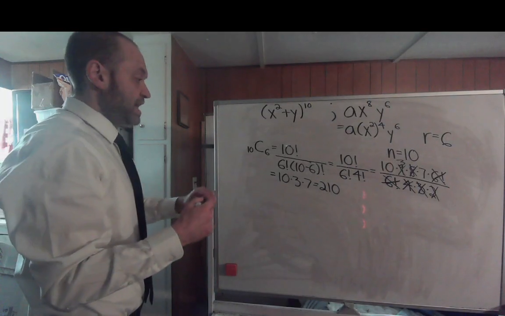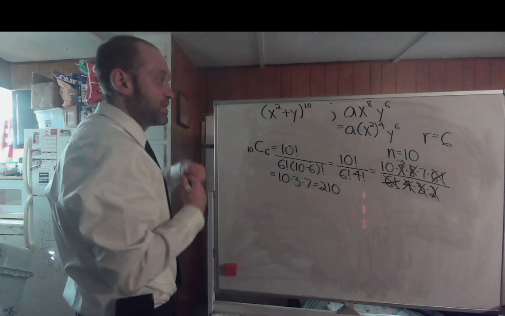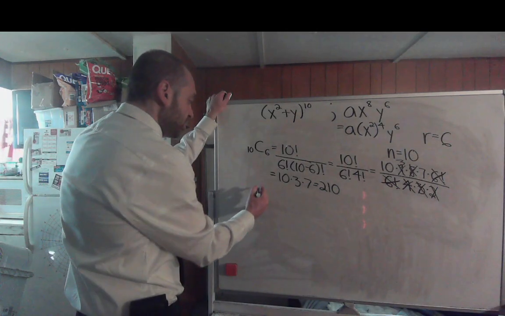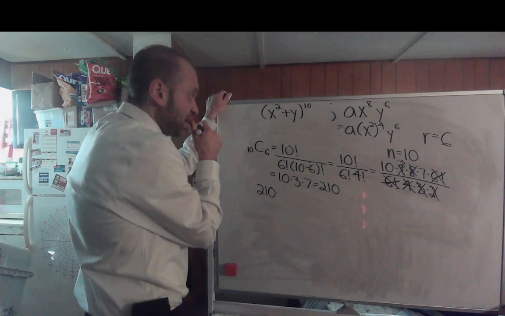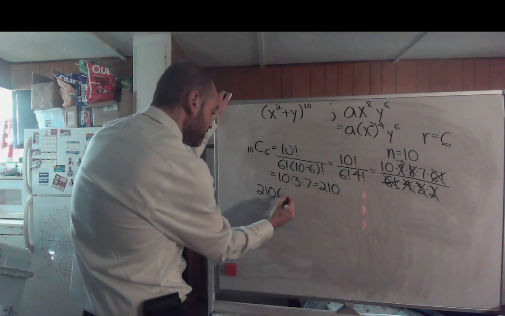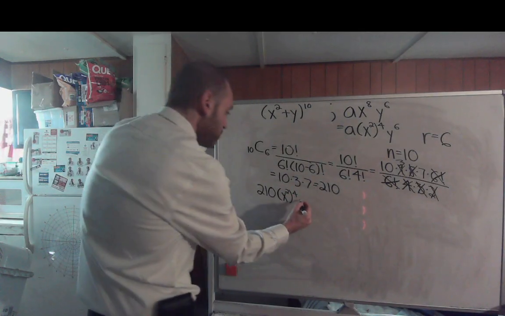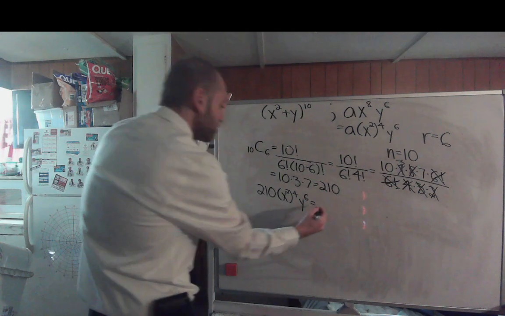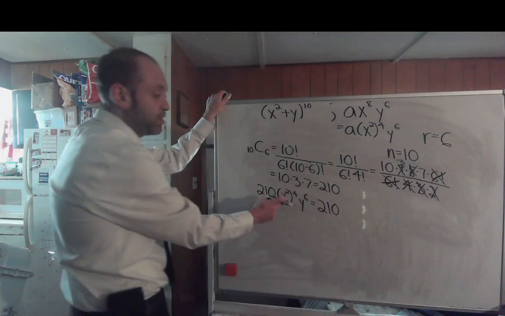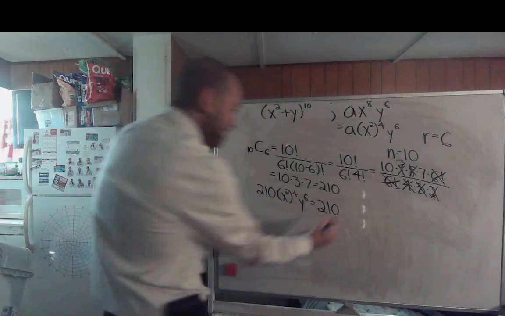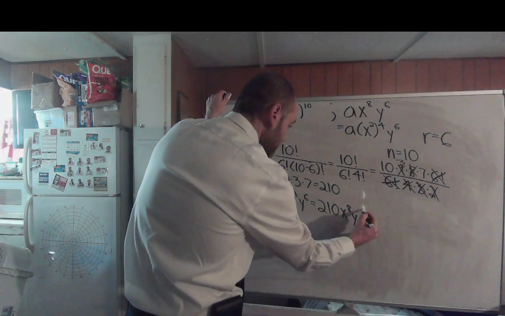So we're going to actually have now 210 for the combination of 10 things 6 at a time. So take your coefficient of 210 times your x squared raised to the 4th power times that y to the 6th, which would end up giving you 210 times, well, x squared to the 4th power is x to the 8th, and then you have y to the 6th.